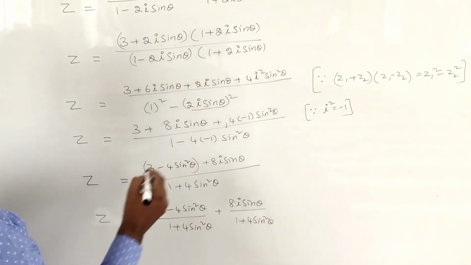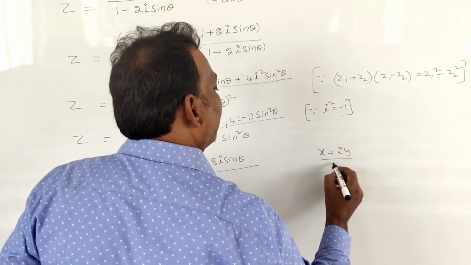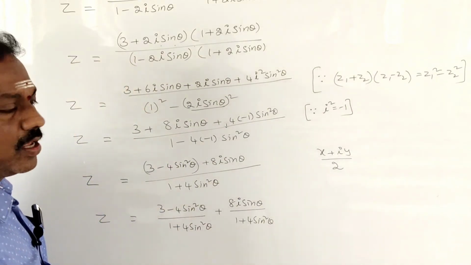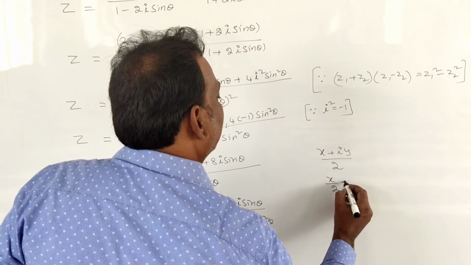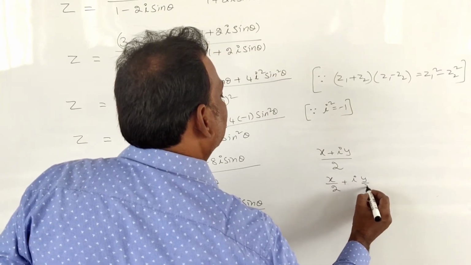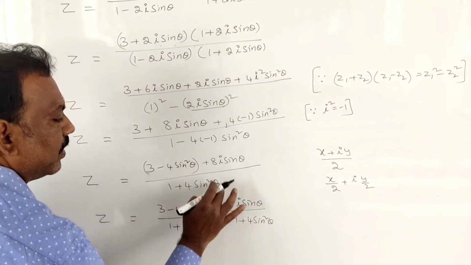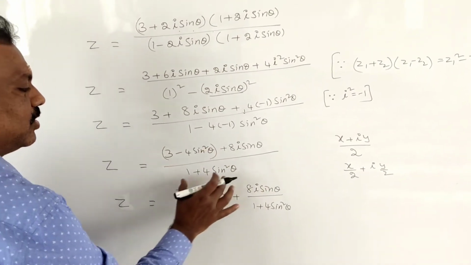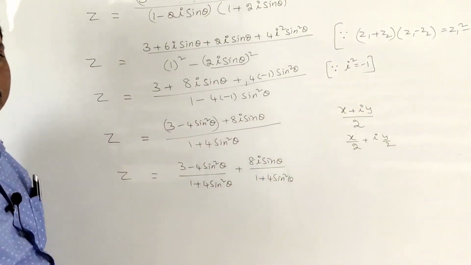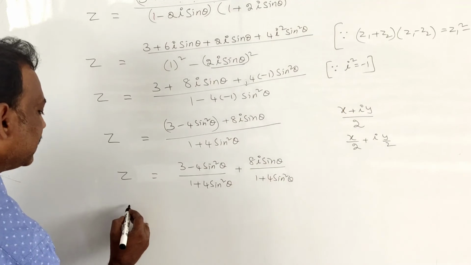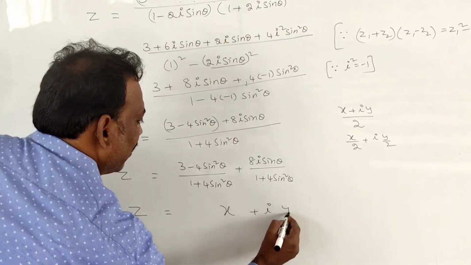So just what I did, x plus iy upon some number will be there, 2. This 2 is a common value for both. So I divided x by 2 plus iy by 2. No problem in that. So this is nothing but one number. If you know the theta value, you will get one number. So this is making this part separate and this part separate. Understood, students? Now it is in the format of z is equal to x plus iy.